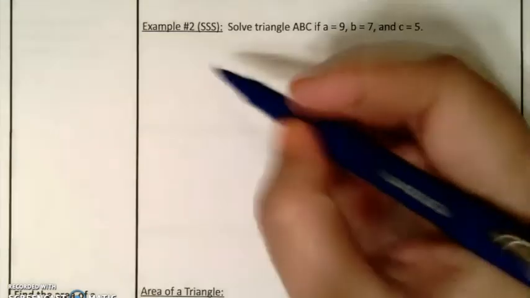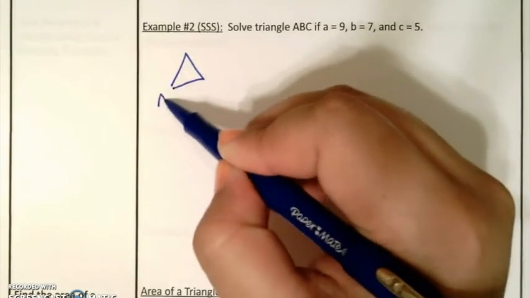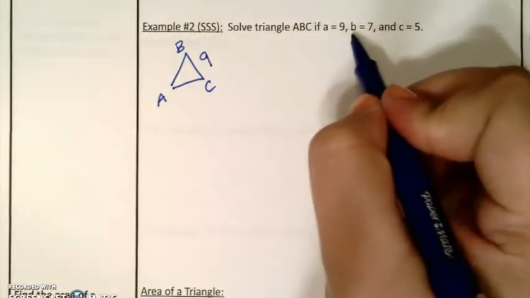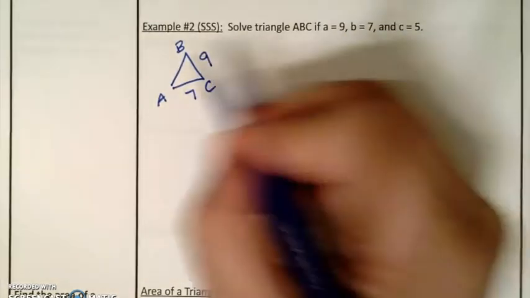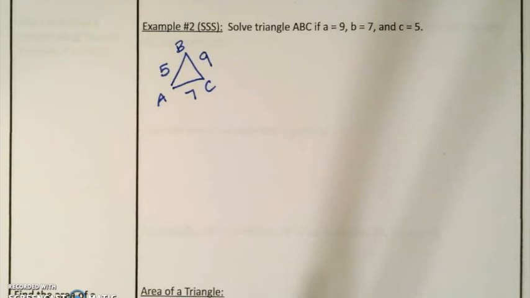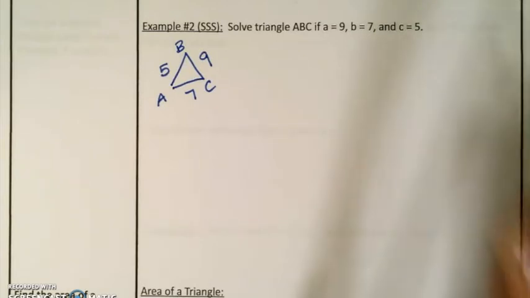All right, on the next page, looking at example 2, if we're given 3 side lengths of the triangle and no angles, we can still use the law of cosines. So we're looking at triangle ABC. Side length a is 9, side length b is 7, side length c is 5. So this time it doesn't matter which of the equations we use because we can solve for any of the angles at this point. So I'll choose angle B just for the fun of it.